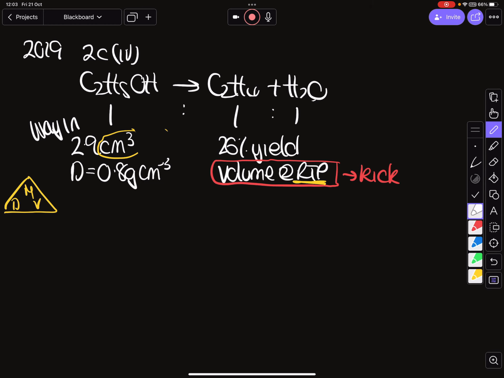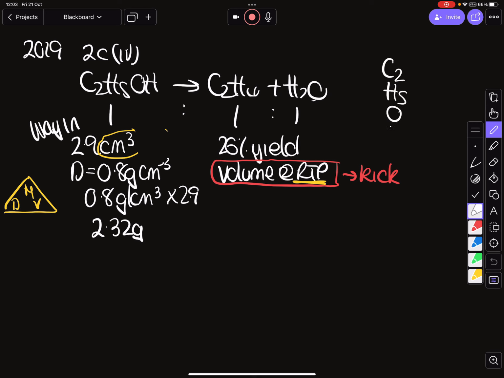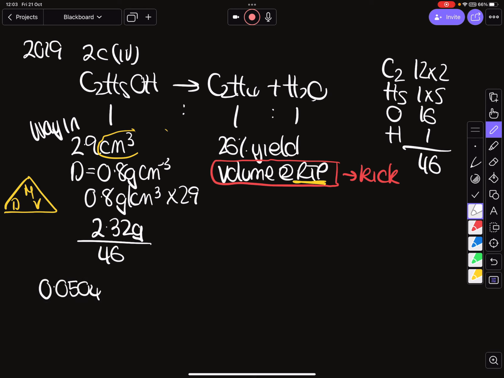So we are going 0.8 grams per centimeter cubed multiplied by 2.9. And when I do that, I am getting 2.32 grams. I have grams, so it means mass triangle. So I need to find my molar mass of C2H5OH. So that is 12 by 2, that is 1 by 5, that is 16 and 1. When I add all these up together, it's going to give me 46. So 2.32 divided by 46 is going to give me 0.0504 moles.